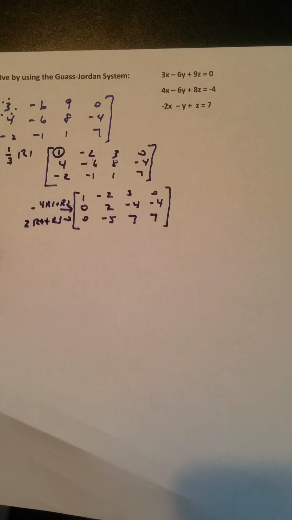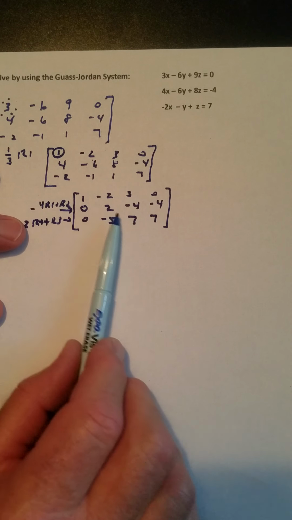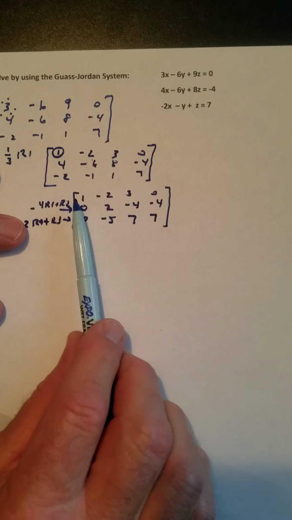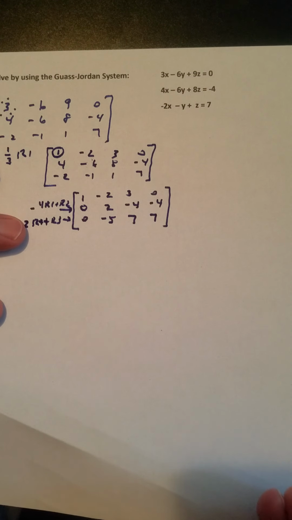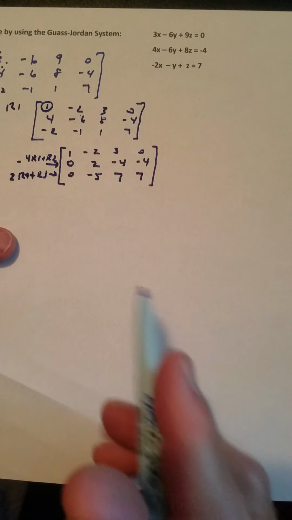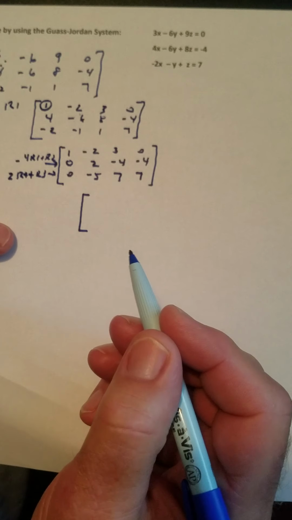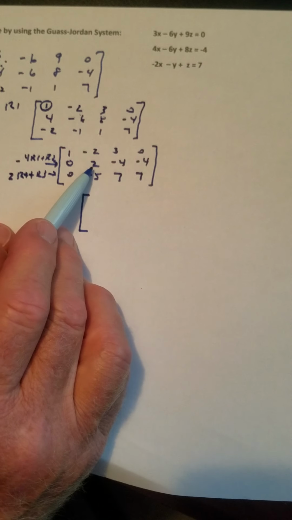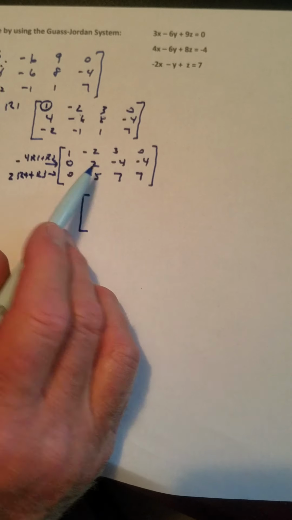So notice what's happened here. Remember, we wanted to get 1s on the diagonal and 0s everywhere else? I've just finished the first column. I got a 1 here and I got my 2 zeros. Now we're going to work on the second column. Where do we want the 1 at? We want the 1 where the 2 is. To get a 1 there, you multiply by the reciprocal.